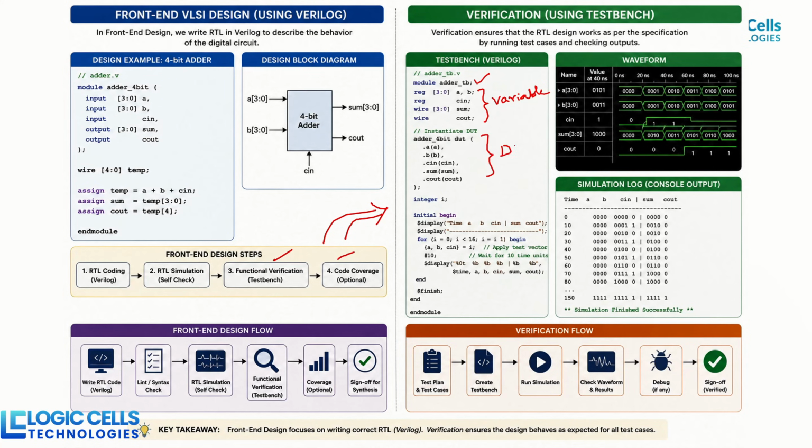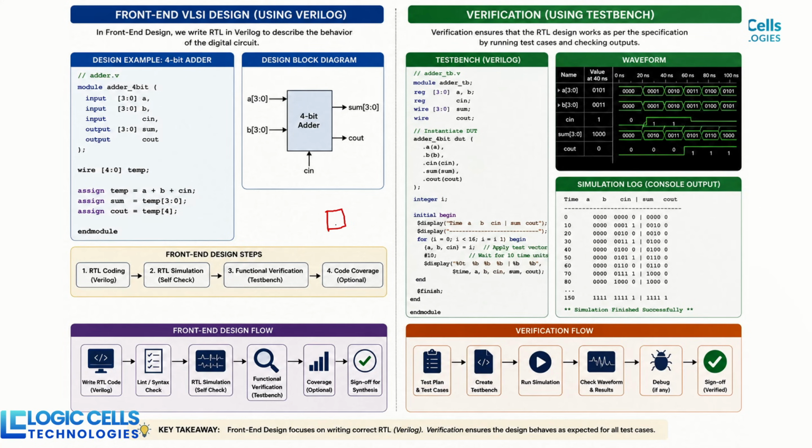This is your DUT instantiated, and this is where you will provide the different sets of inputs to your design. You can observe here we have .a(a), .b(b), .cin(cin), .sum(sum), .cout(cout). This is the connectivity between the DUT and the test bench we are making here. .a is connected to the a test bench variable, and .b of your design connects to b.